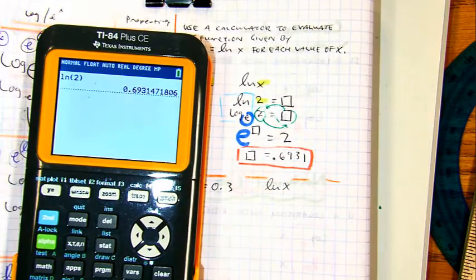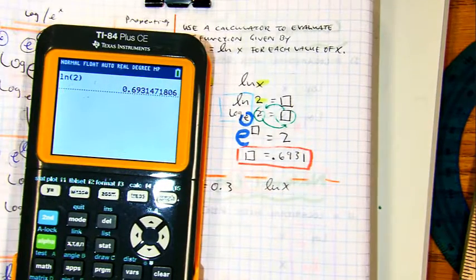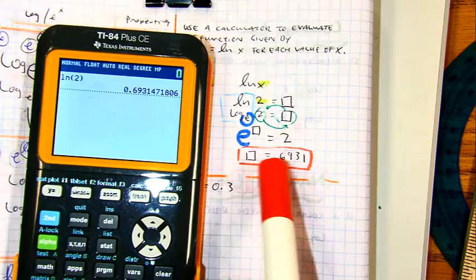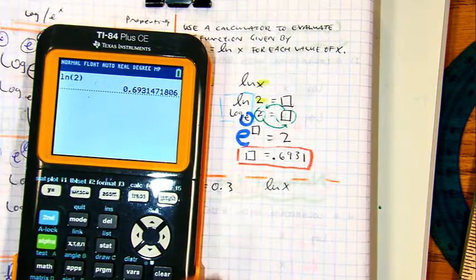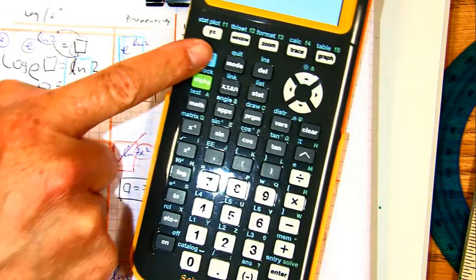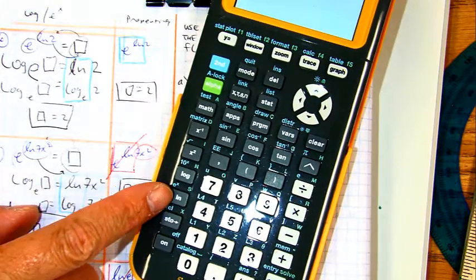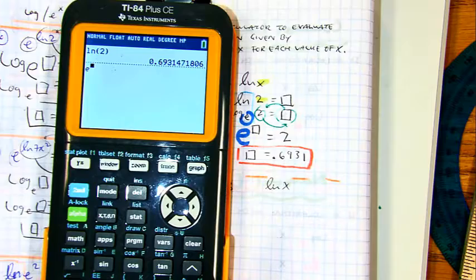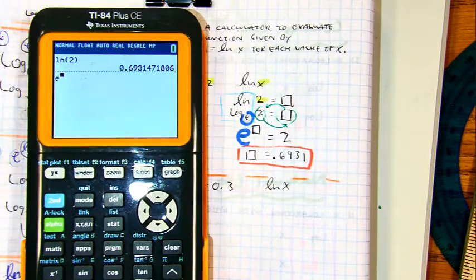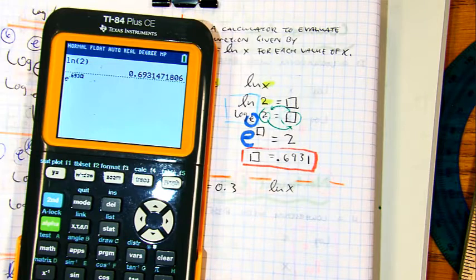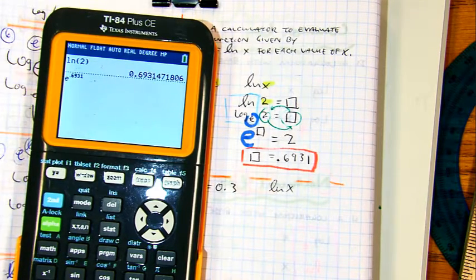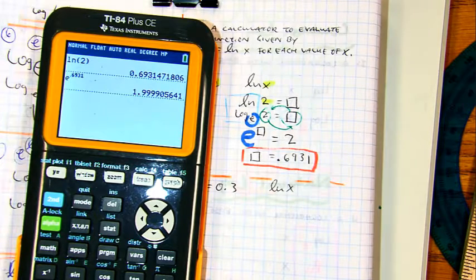Now, you can actually check your answer. The box is equal to 0.6931. So if I put an e to the 0.6931, let's do that. So second, go down to natural log to get your e. And then we're going to type in 0.6931. What number do you expect it to say? 2. Very close to 2. You see that?